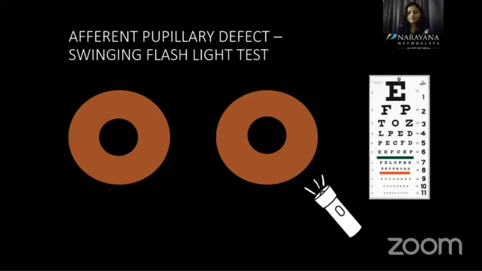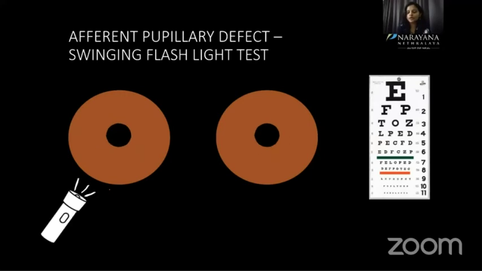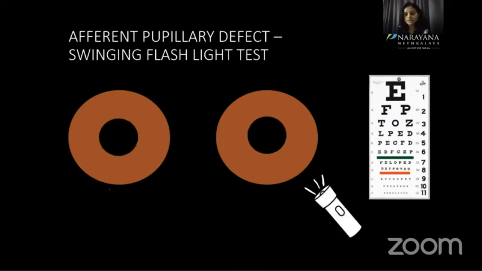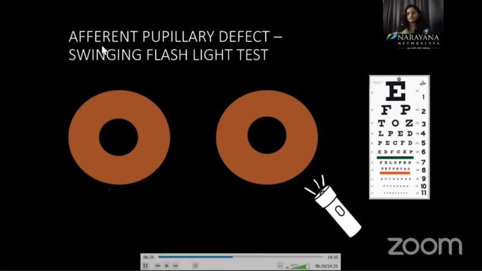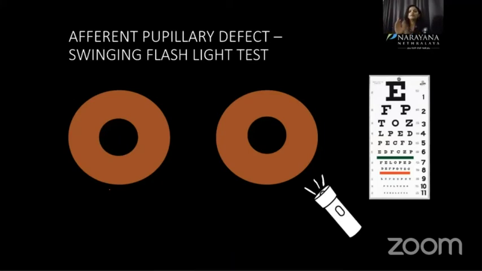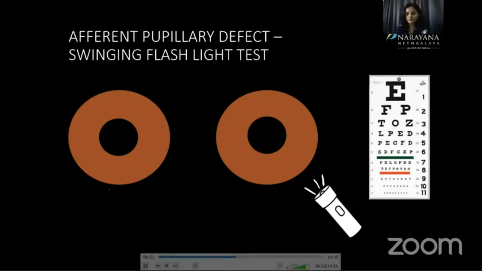So this is what happens when you shine the light on the right eye. There is equal amount of pupillary constriction of both the eyes, whereas when you shine the light on the left eye, you see that there is a relative dilatation. It's not that there is a dilatation, it just means that the amount of constriction of the pupil which is happening when you throw in light on the left eye is less as compared to the right eye, and therefore you actually notice a dilatation when you switch from the right eye to left eye.